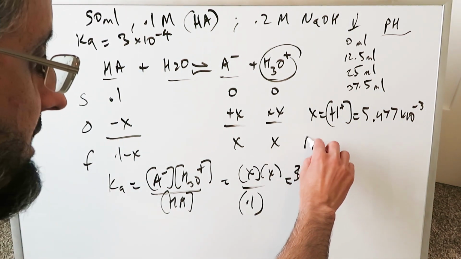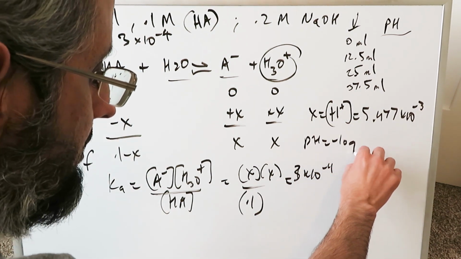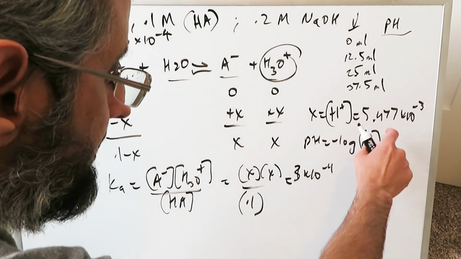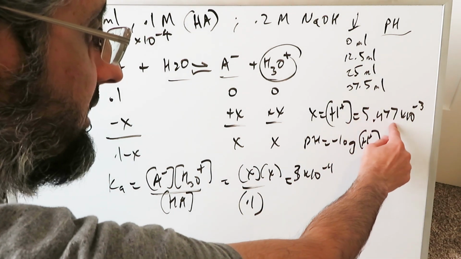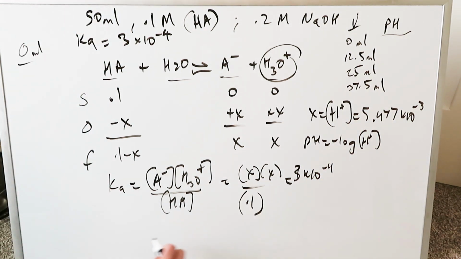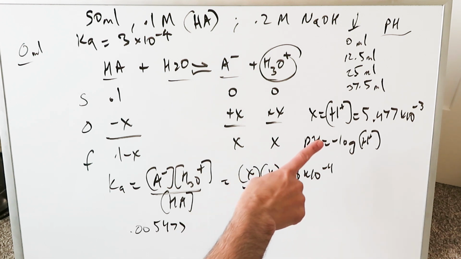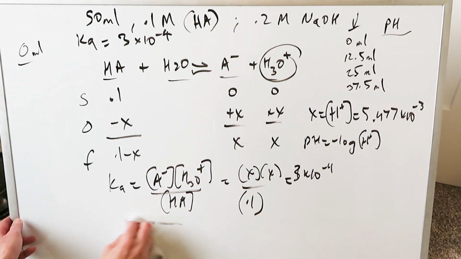What's the formula for pH? pH is equal to negative log of hydrogen ion concentration. All I'm doing is taking the log of this and making it a negative number. Why is this going to be negative? Because this is a fractional value. If you open it up, you're really looking at 0.005477. When you take a log of this, you get a negative value. Hence, that equation has a negative to counteract the negative log you're getting.